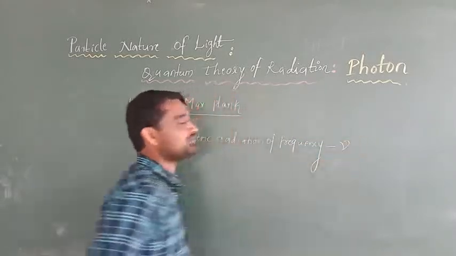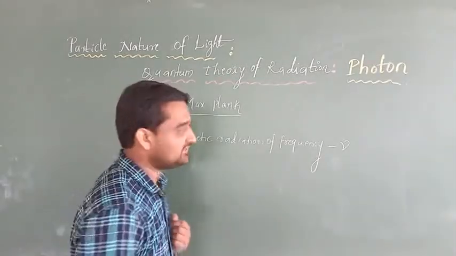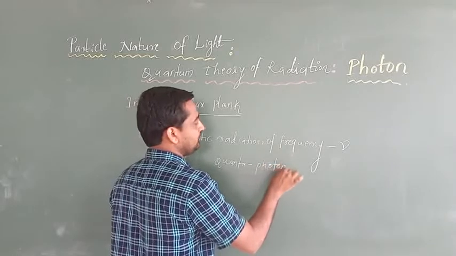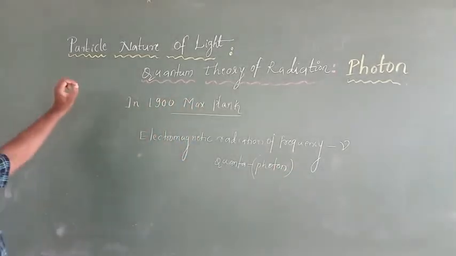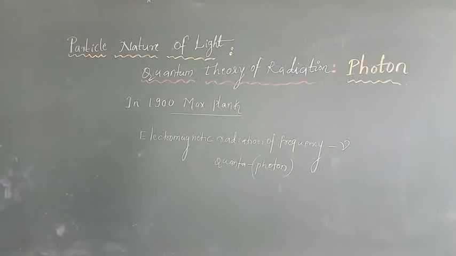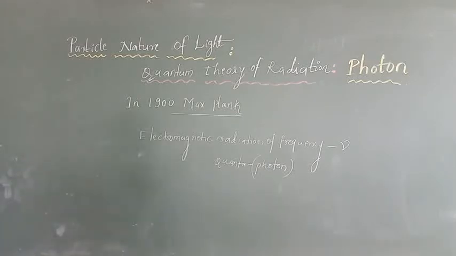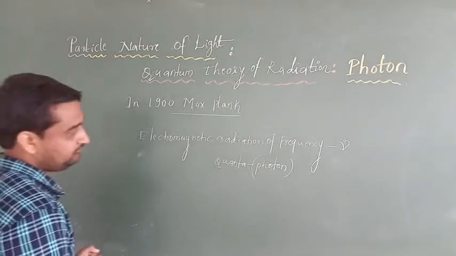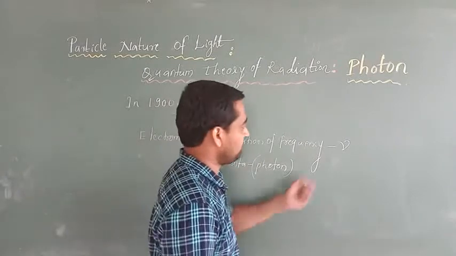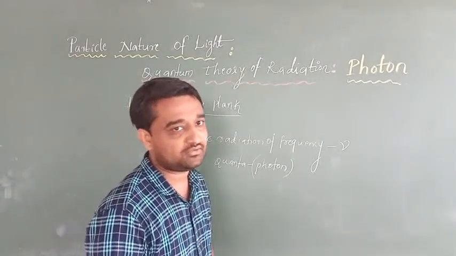The electromagnetic radiation of frequency nu is emitted or absorbed in the form of tiny packets of energy called quanta or photons. According to Max Planck, the electromagnetic radiation of frequency nu may be absorbed or emitted in the form of tiny packets of energy called quanta or photons. The light radiation of frequency nu is made up of tiny packets of energy called quanta or photons.